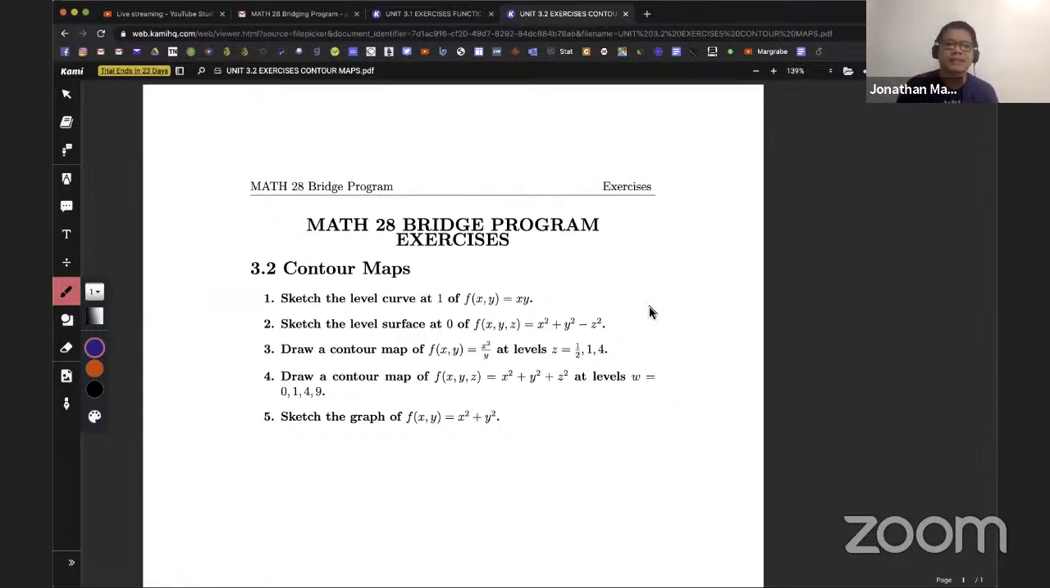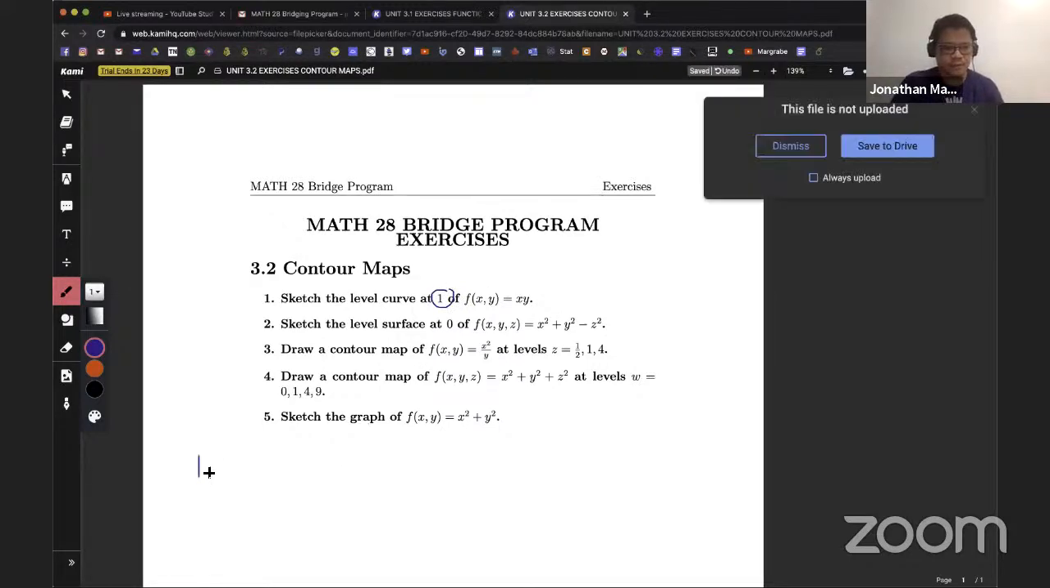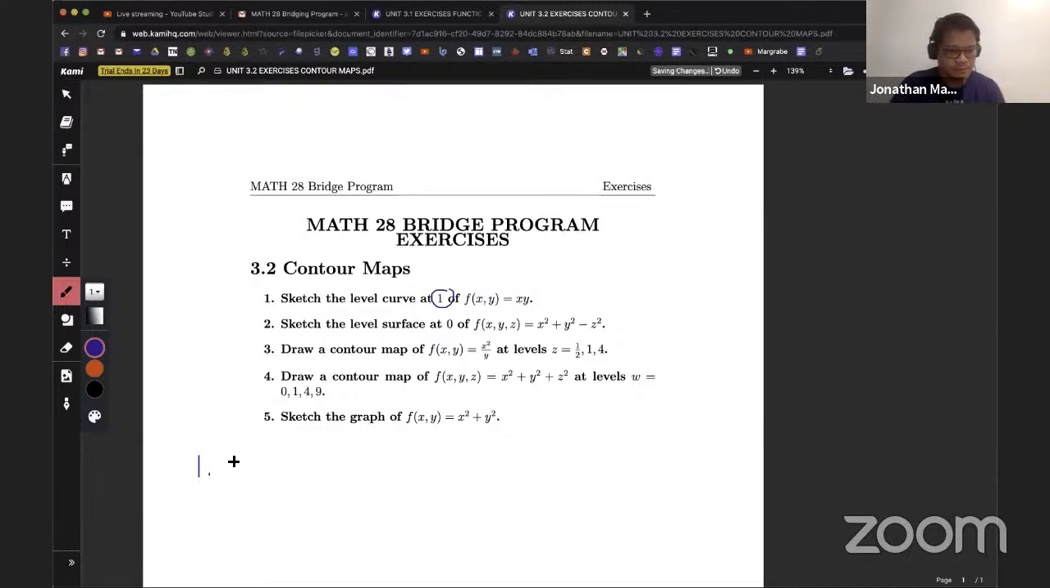Okay? When you say sketch the level curve at 1 of f of xy equals xy, ibig sabihin nito, nag-a-assign ka ng specific value for z. In this case, ang ina-assign natin na value for z ay 1. So for item number 1, we assign the value z equals 1. So that will give us an equation 1 equals xy.